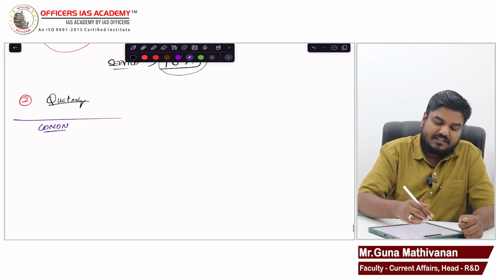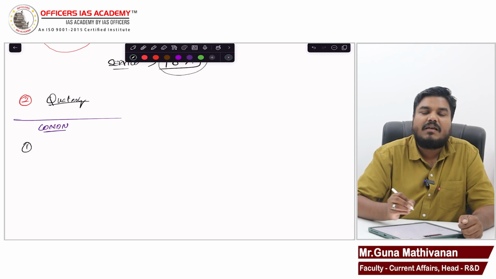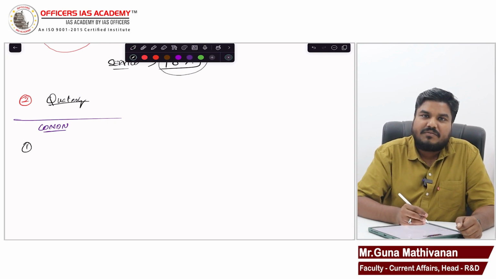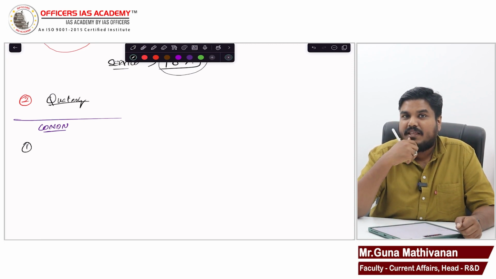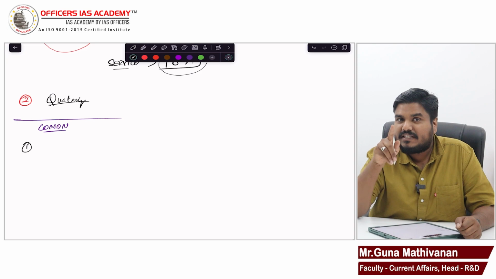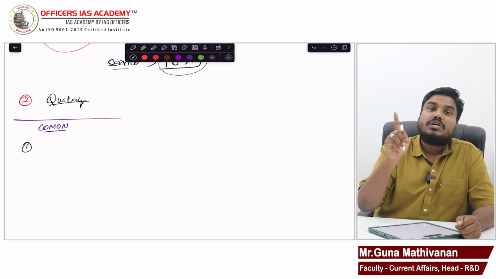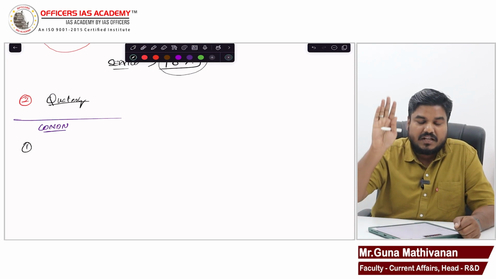What is the condition? Number one, the tax rate. What did I say? For a manufacturer or trader, it is a flat 1%. For service providers, it is a flat 6%. The tax rate should not be collected from the consumer.